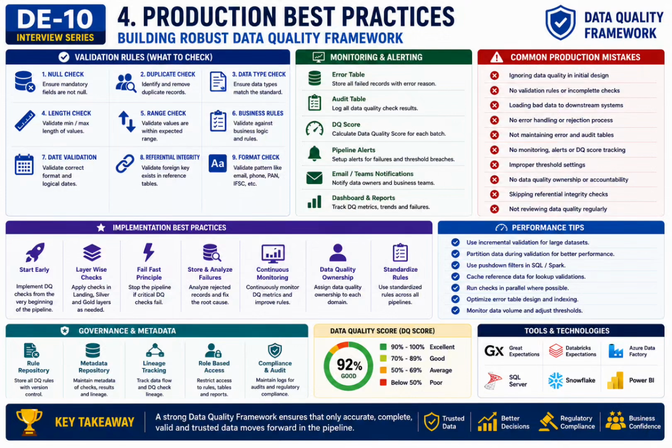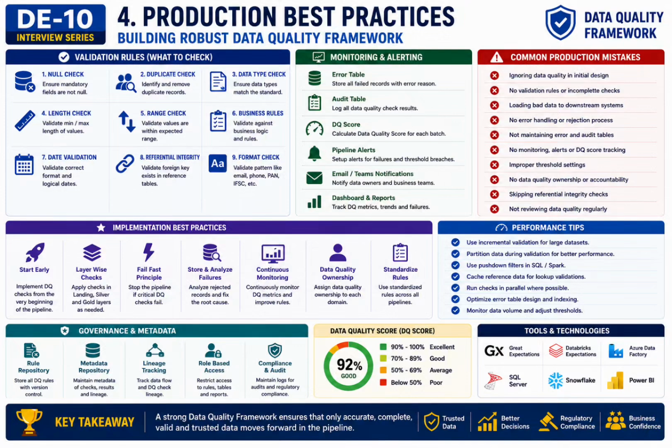After that, monitoring is equally important. Also maintain error tables for rejected records. Then capture audit records for every pipeline execution. Then generate a data quality score for each batch. After that, configure alerts through email or Microsoft Teams whenever failures exceed defined thresholds. Then maintain metadata repositories, lineage information, rule repositories, and ownership details.